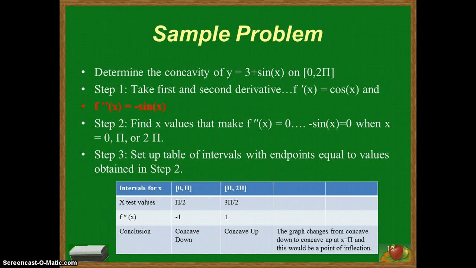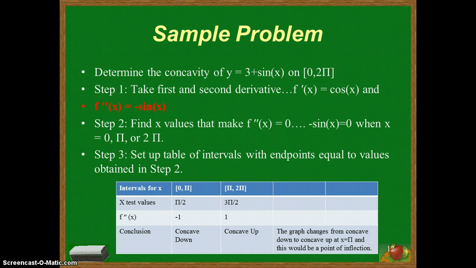Step 3, let's set up a table of intervals with the endpoints equal to the values obtained in step 2. So I have intervals from 0 to pi and pi to 2 pi. Then I pick some test values randomly: pi over 2 and 3 pi over 2.